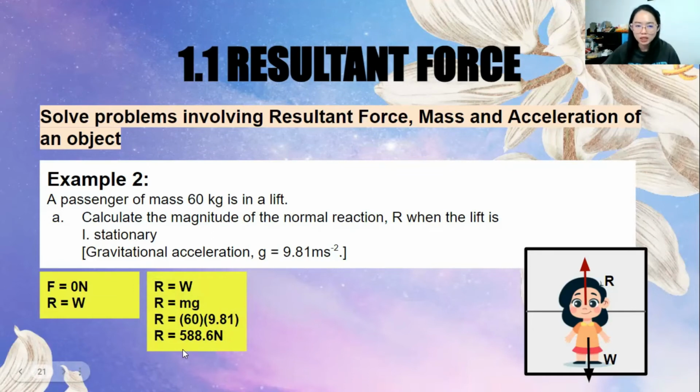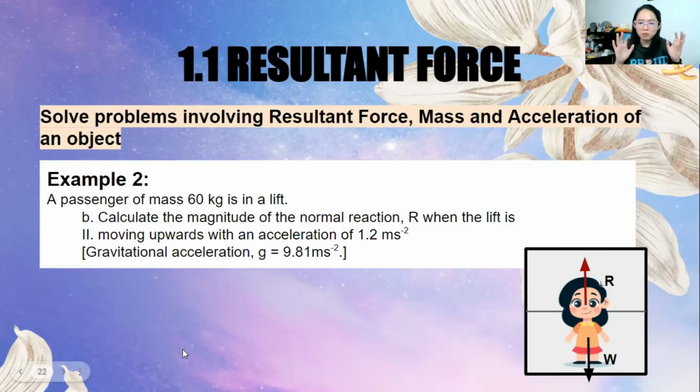Now, what if the lift is moving upwards with an acceleration of 1.2 meters per second squared? Here is the thing that you have to see. The lift is going up, so there is a resultant force there. How to find the resultant force? F is equal to ma. Your m is here, and this is your acceleration. So that's how you get your resultant force, which means you have 60 multiplied by 1.2.